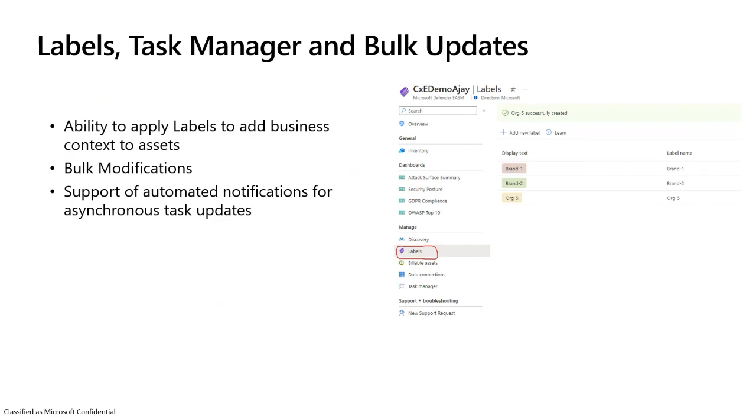You can categorize your assets based on ownership, whether it's owned by a certain organization within your company, or by brands. You can add labels, and labels are just free-form text that you can create, and it can be anything you want.